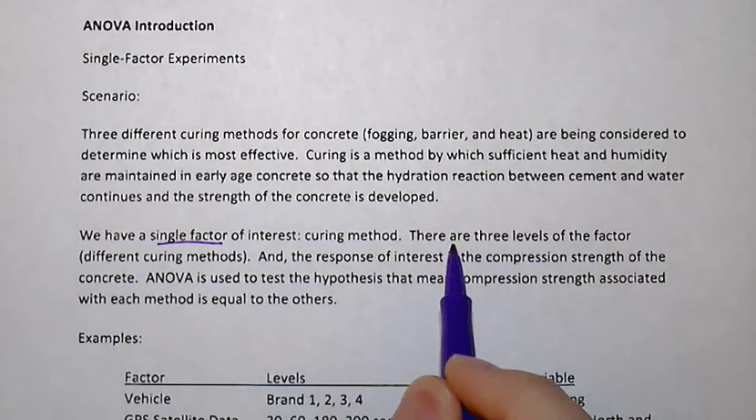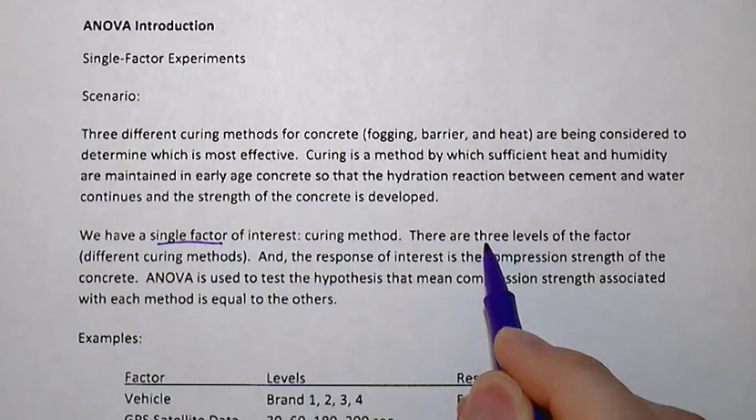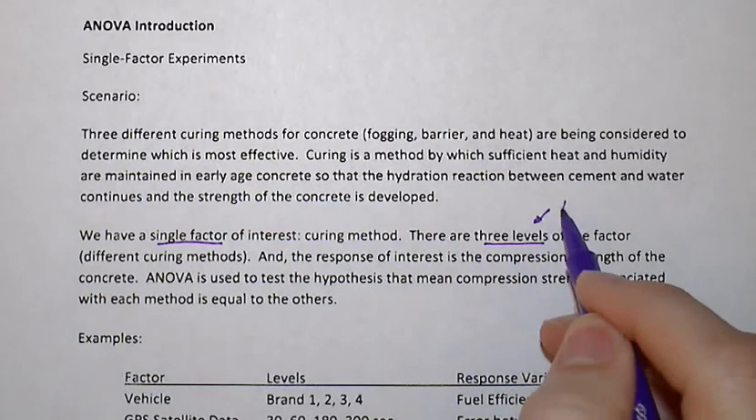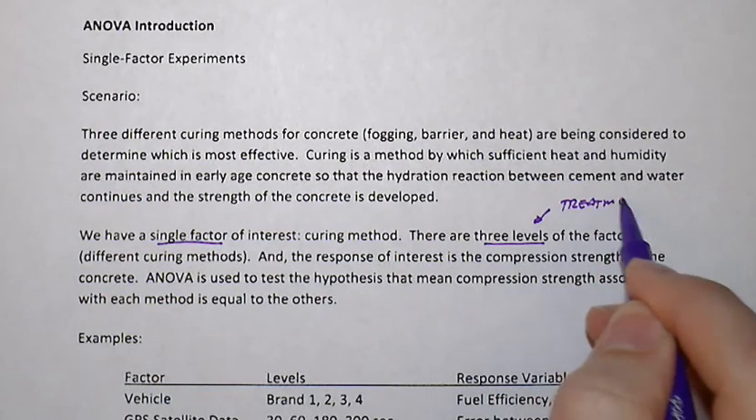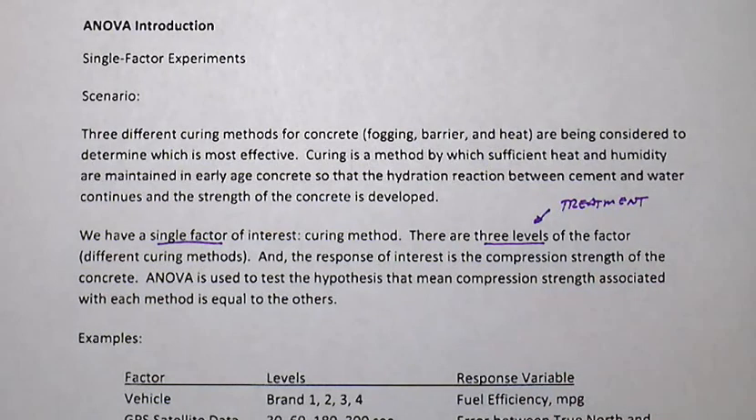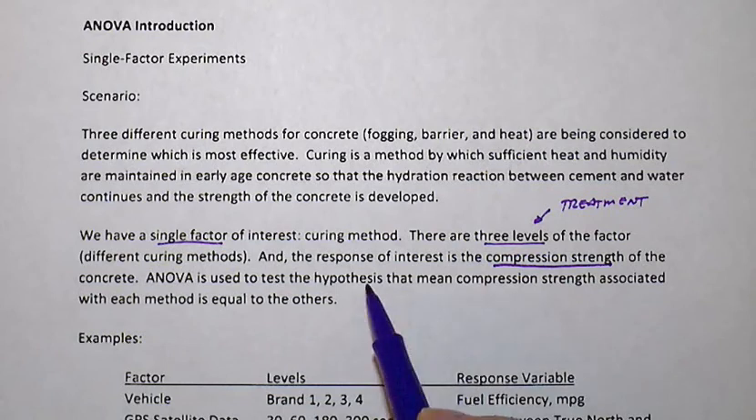We have three different levels of the factor, and sometimes this is called a treatment as opposed to a level, and you'll see that come back in a variety of cases. The response quantity of interest is the compression strength. ANOVA, analysis of variance, is a technique for testing the hypothesis that the means of these three different levels or treatments are the same. But what we actually do is look at variation to really come back to this hypothesis.